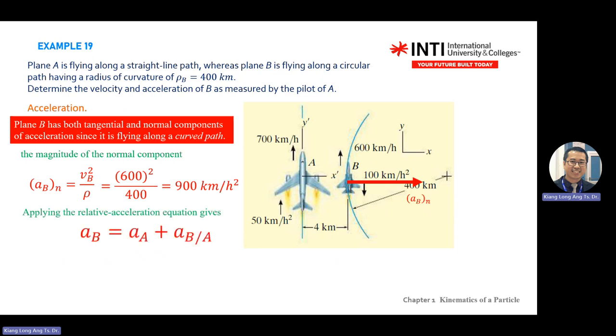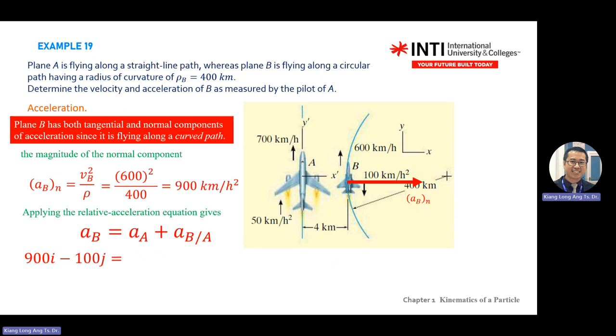Okay. Since you are calculating the acceleration of B from A, so again, AB/A equal to AB minus AA. So what is AB? You write in the scalar method. The acceleration of B will be 900 in the X direction, by referring to the axis in the question. Although this one is normal, normal is the same as the x direction. So you can convert the 900 that you calculated just now by writing 900i. And it goes down. This one in the question points to the opposite y direction, so negative 100j.